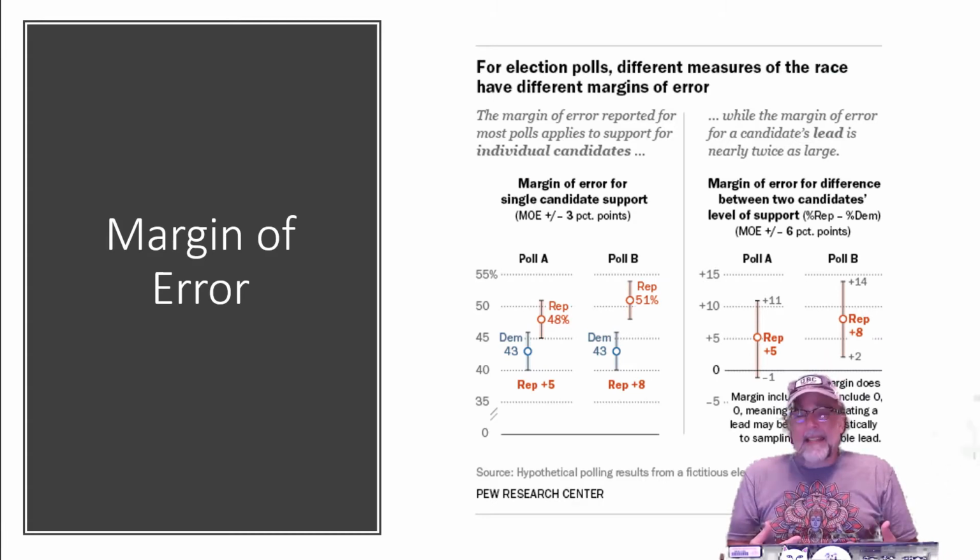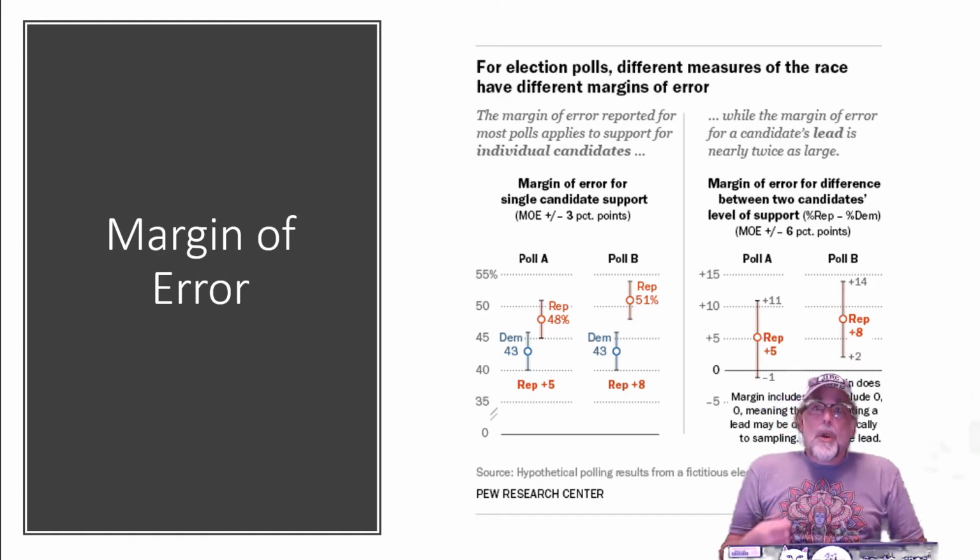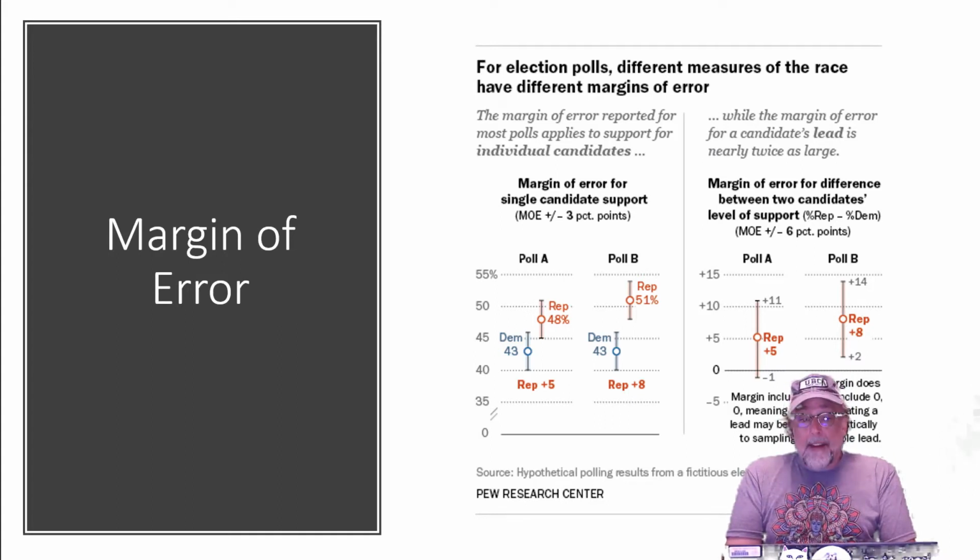We recognize this in calculating the margin of error. So when we get a particular estimate, like on the left-hand side here, where it says that the Democrat has 43% support in poll A, and the Republican has 48%. Well, we would say, hey, the Republican is up by 5%.